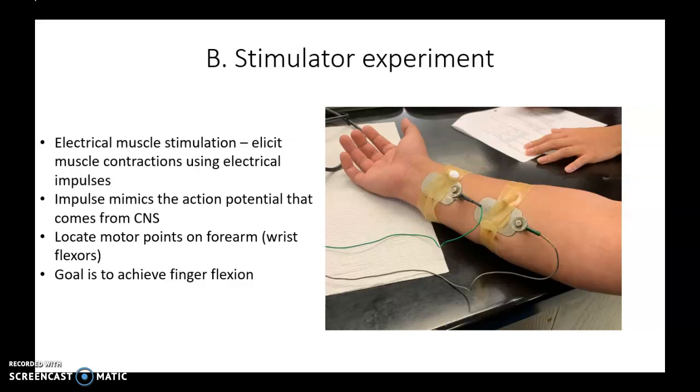Here we have a student, and the student has electrodes set up against his body, and the electrical impulses actually work as action potentials that will run down the motor neuron, ultimately leading to contraction of muscle. And here the goal is to achieve finger flexion. So the goal is to see at which voltage and at which frequency the student gets finger flexion.